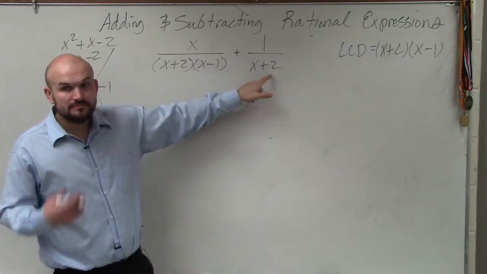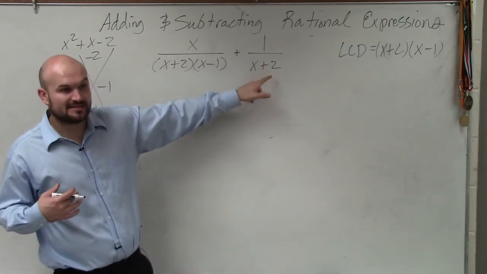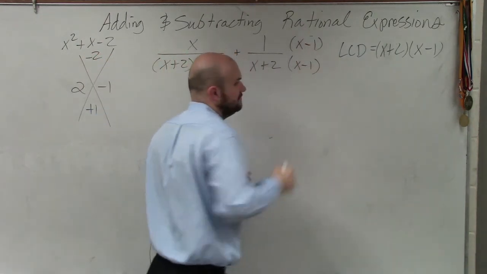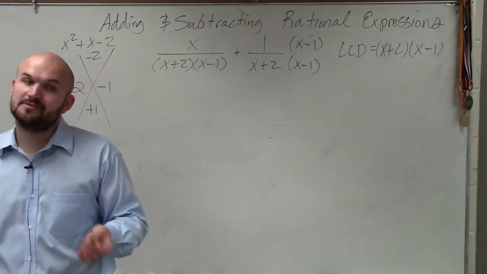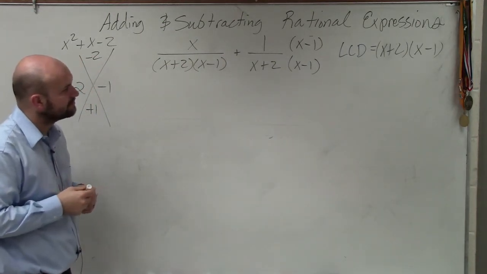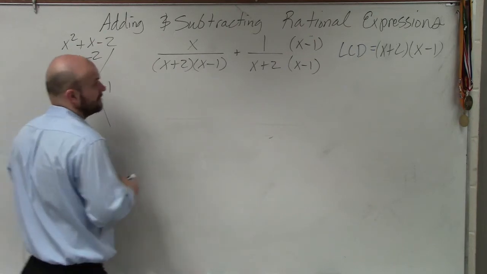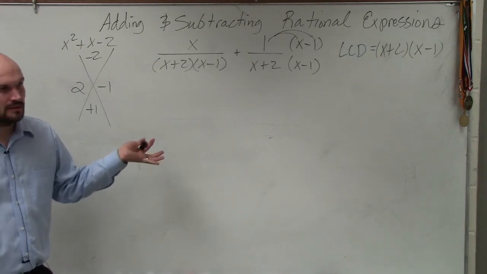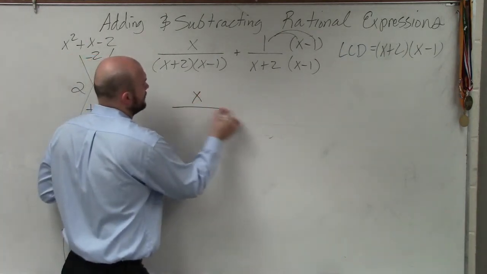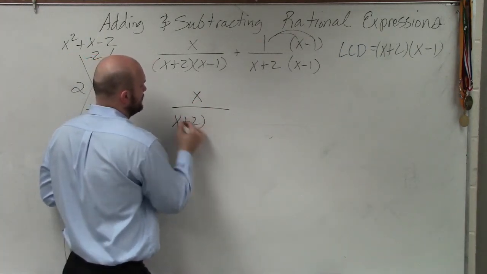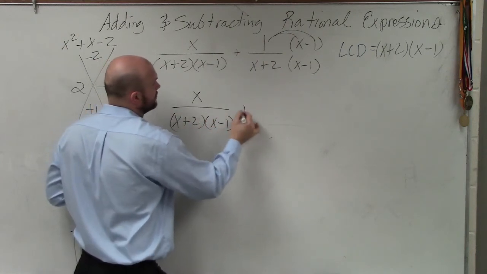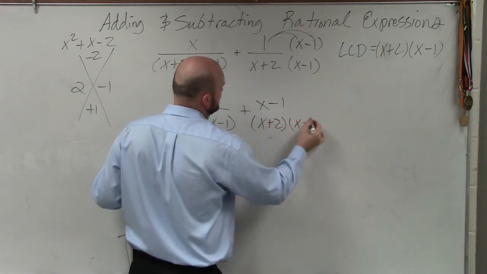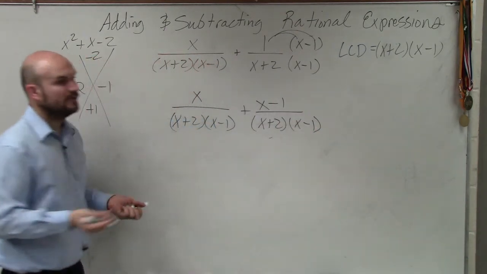And then here, this divides into x plus 2, x minus 1, x minus 1 times. So to get that to be your common denominator, you're going to have to multiply by x minus 1 on the top. So now, we apply distributive property. But when applying distributive property with the 1, ladies and gentlemen, you're just going to have that. So I have x over x plus 2 times x minus 1 plus x minus 1 over x plus 2 times x minus 1.